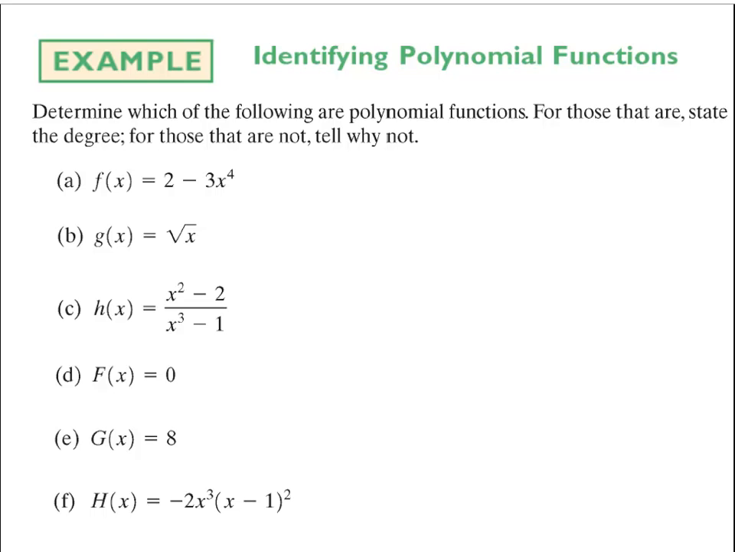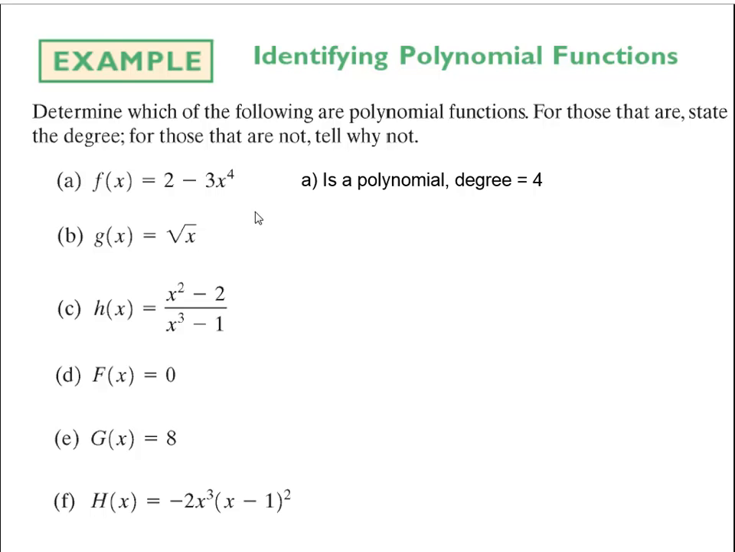One of the first problems that you'll do in the homework is looking at an equation, determining whether the equation is a polynomial, and then if it is a polynomial, what is its degree? So this first one, letter A, is this a polynomial? Yes, it is a polynomial. It has all real valued coefficients and whole number, non-negative integer exponents. So that definitely is a polynomial, and the degree is 4.